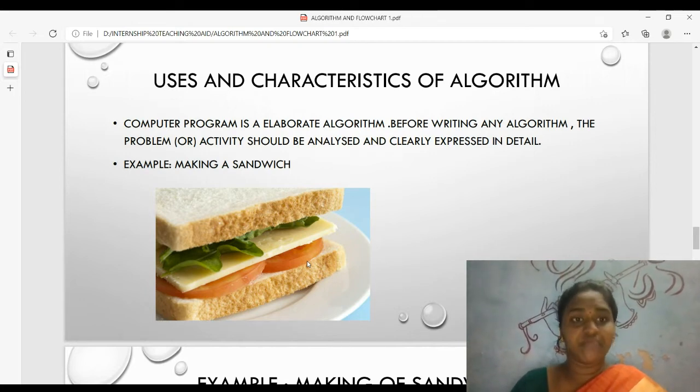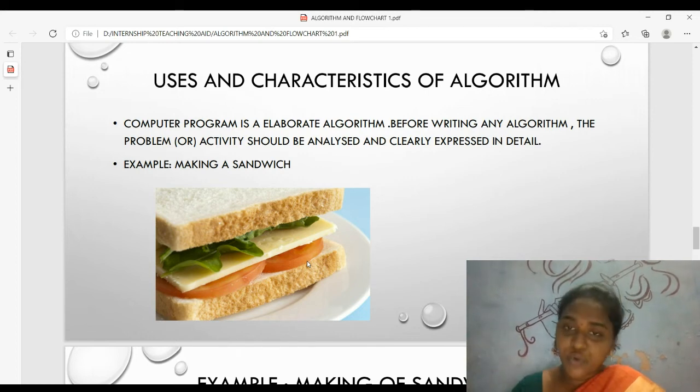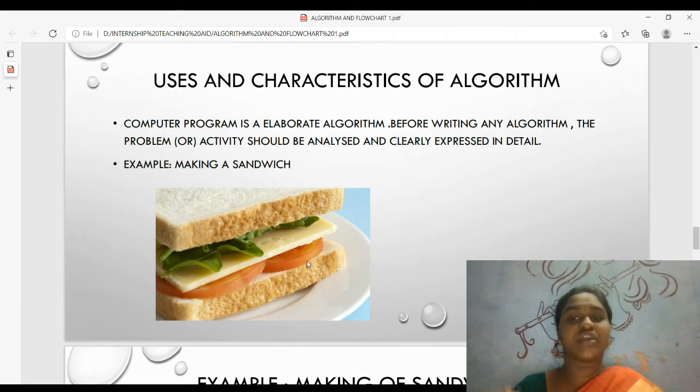The problem or any activity should be analyzed and clearly expressed in detail. You have to understand what you are going to do, and then you should analyze the whole process. After that, you can move on to the rules. By following them, you can complete your process to get a perfect result.